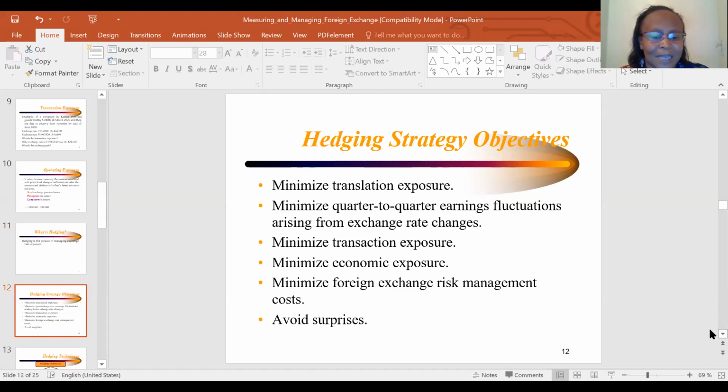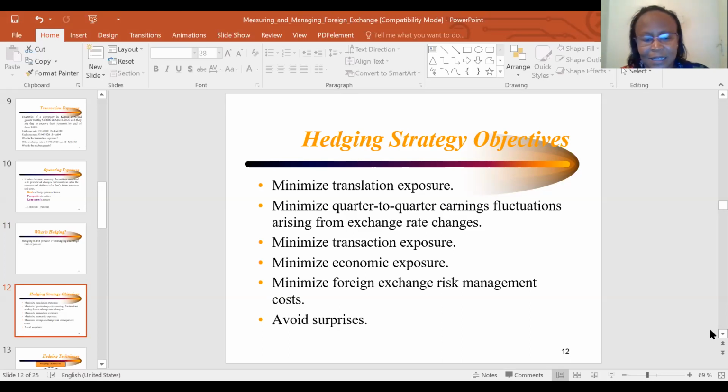Also to avoid surprises. Maybe you are supposed to pay $1 million and you have $1 million in the account, and as management, at the end of the 3 months, you are told we need 2 million to pay. The reason is the exchange rate has moved. You need to be certain.